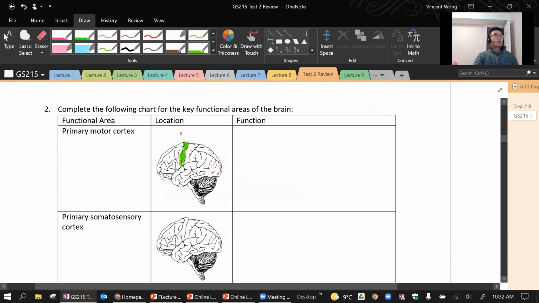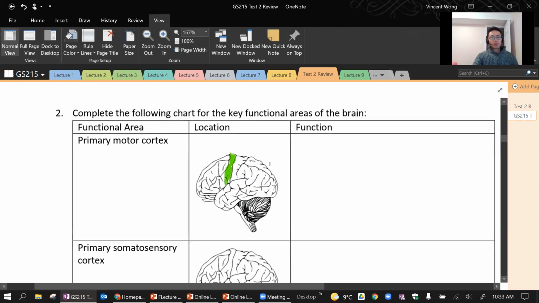Will we have class on Monday for the test, or will this be done? This is the last class before the test. So Monday you will have the test, and then Wednesday we will do the kidneys. So it's a lot of stuff going on, right? After the test, make sure you also watch the kidney recording, because the kidney is also very complicated.